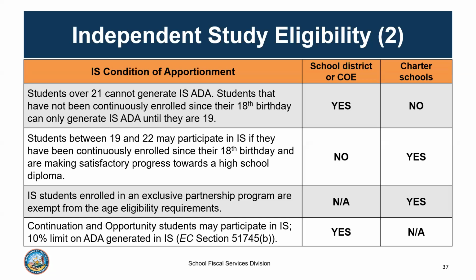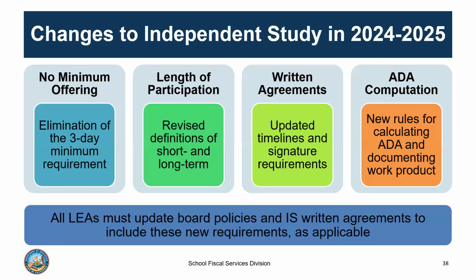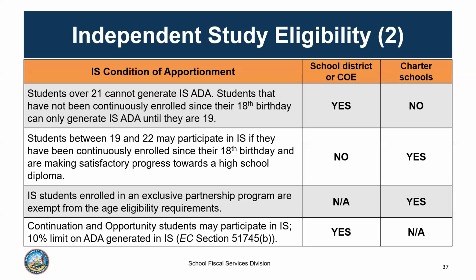Charter school students that have been continuously enrolled since their 18th birthday and are making satisfactory educational progress may participate in an independent study program until they are 22. Charter school students that are enrolled in an exclusive partnership program are exempt from the age eligibility requirements, although other requirements, such as residency, still apply.